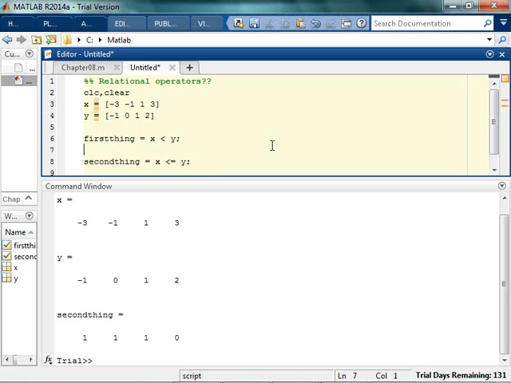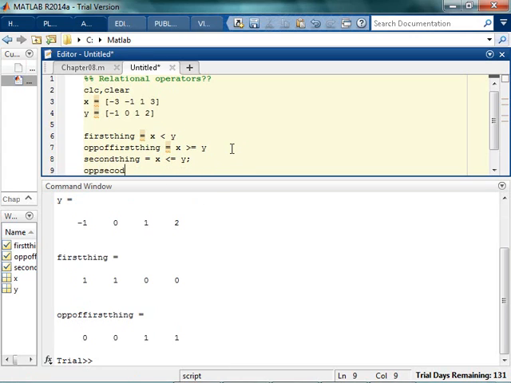Something that people kind of forget: if I ask what's the opposite of x less than y, they'll say it's x greater than y. And I'm like, no way, man. It's actually x greater than or equal to y. So the opposite of x less than y is actually x greater than or equal to y. I can show you that logically. There's the first thing, 1100, and its opposite is 0011. This is actually the opposite of the second thing.